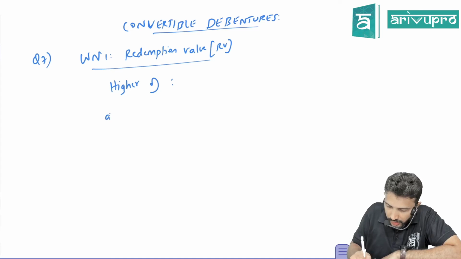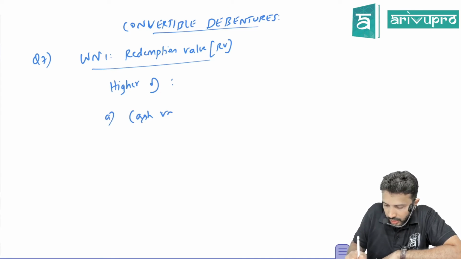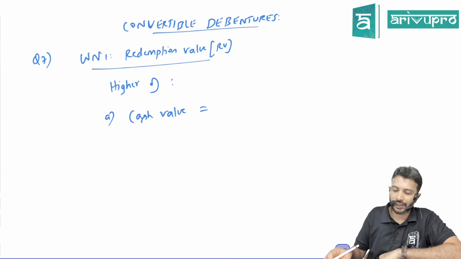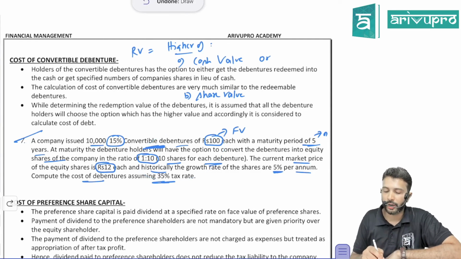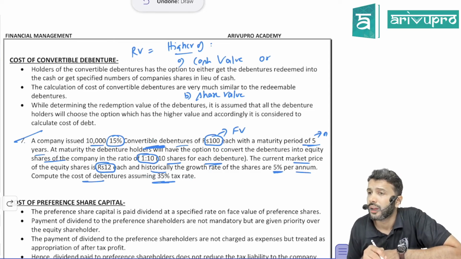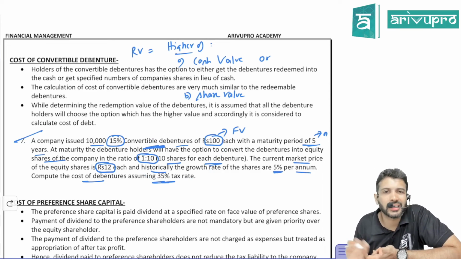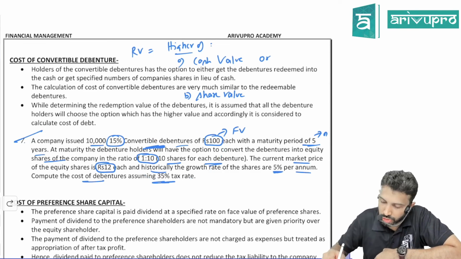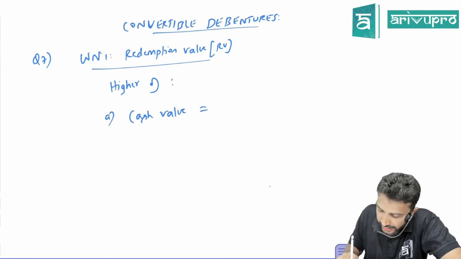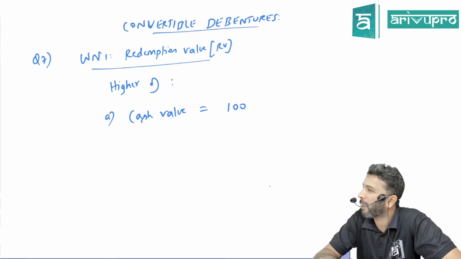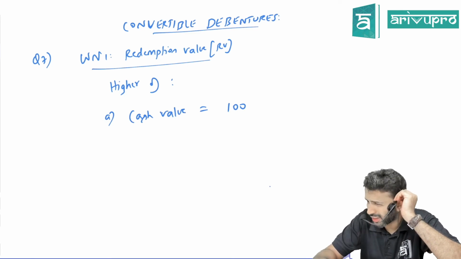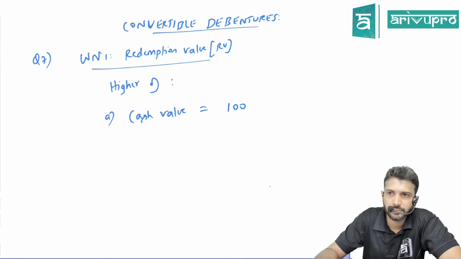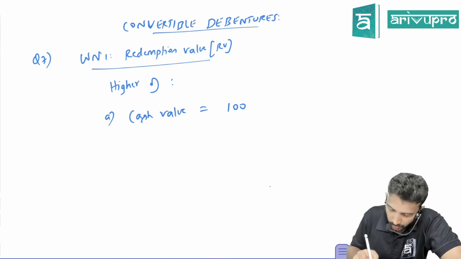Higher of cash value and share value. We'll calculate both. What is the cash value? Have they told that these debentures are redeemed at 120, 130, anything like that? They just told it is redeemed, but they did not give any redemption value. So if they don't give any redemption value, we'll take it as redeemed at par. And the par value is 100. Any problem? No, sir.